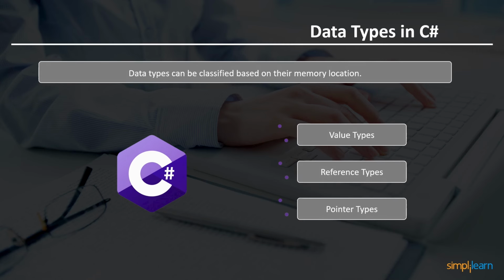Moving ahead with the fundamentals of C#, we will now look into the data types in C#. Data types can be classified based on their memory location. The first data type in C# programming language is value types. Followed by that, we have the reference data types, and finally, we have the pointer data types. We will go through all these three types in detail.